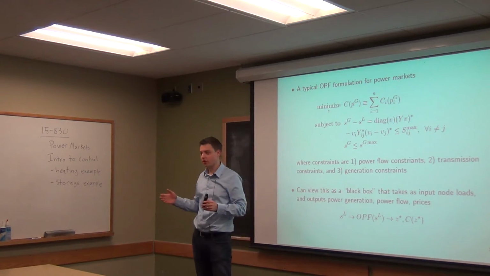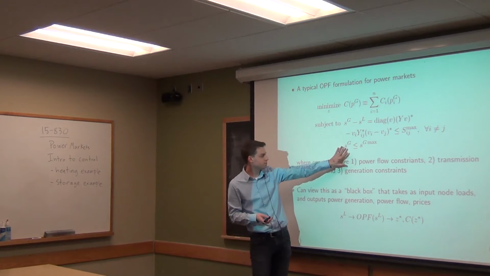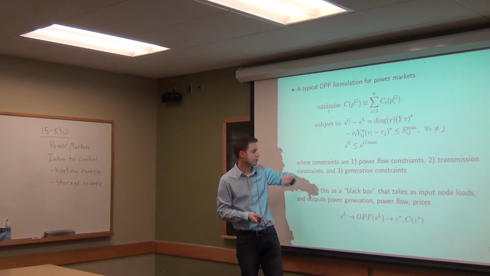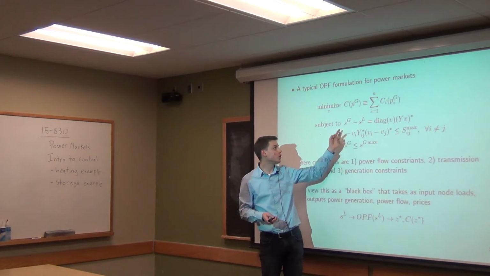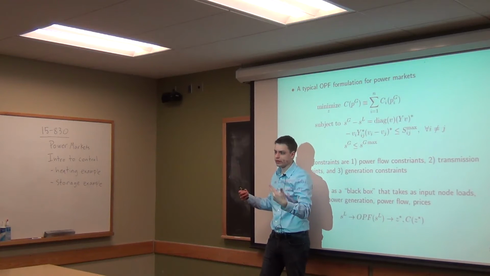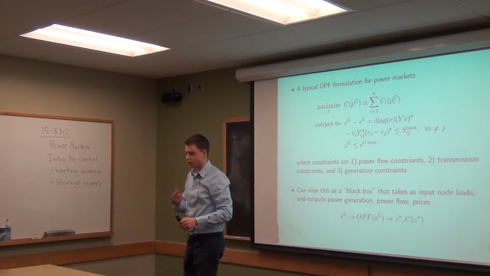Or maybe it's constraints on... what would be other good constraints? I guess you'd also just have the equality constraints, right, of saying the loads are known here. And in fact, SL here is just assumed to be known in some sense for these problems.